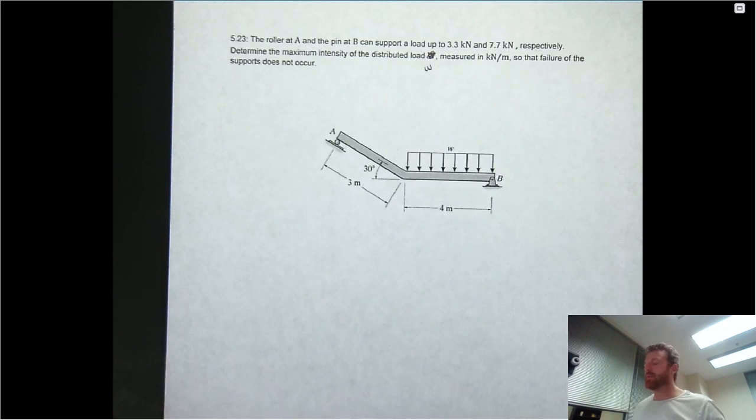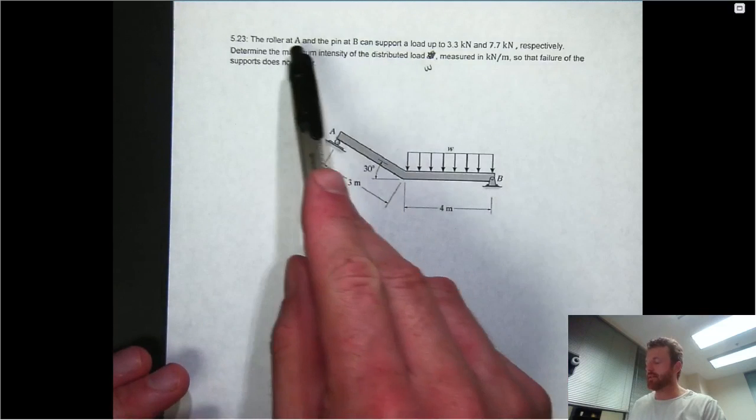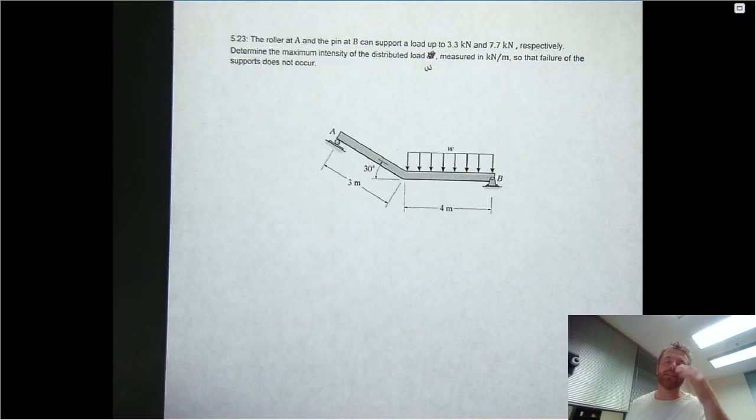So what this problem is looking for is if you were limited in terms of the reactions that could be sustained at A and B, how much of a load could you bear? So it's a little bit of a non-traditional problem in the sense that it's not just given a load, find the reactions. It's given restrictions on the reactions, find limitations on the corresponding load. So probably not the best exam problem because it's a little bit not straightforward, although it's not overly complicated.